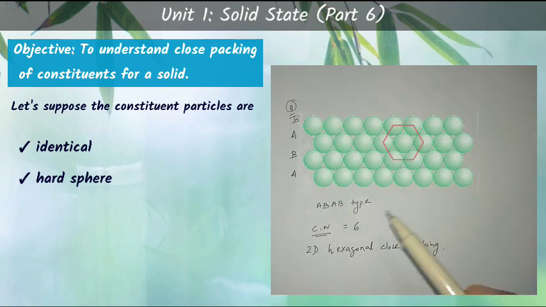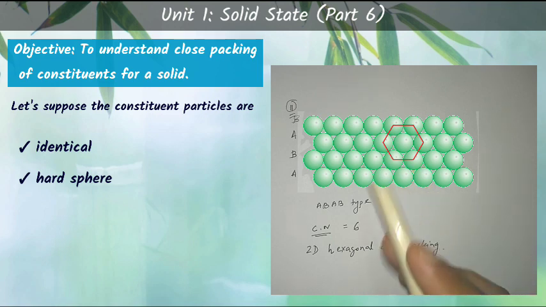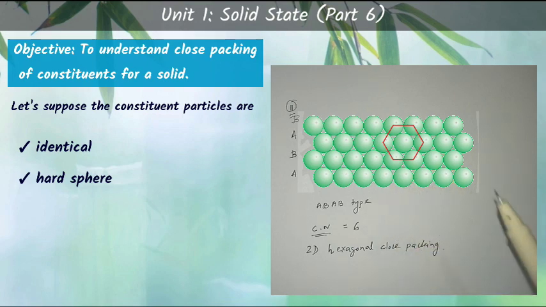The next topic we are going to discuss is close packing in 3 dimensions. It will be slightly complicated because it is 3 dimensional: x direction, y direction, and also the z direction. But if you understand these two, the 2 dimensions, then it will be easy for you to understand the 3 dimensions.